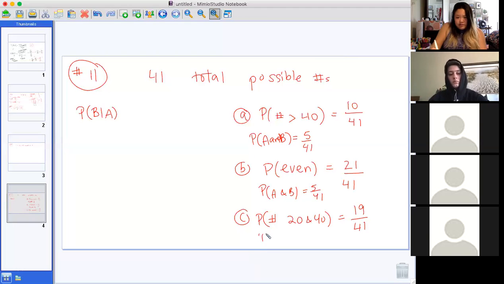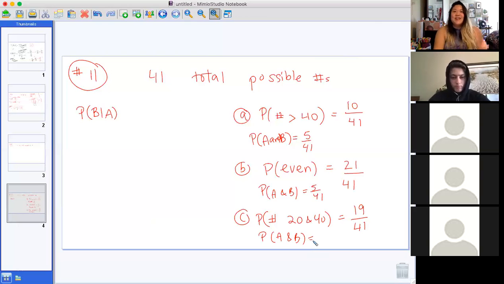And then for part C, it's between 20 and 40, how many numbers are also prime? So I counted them. I went through. So 21's not, 22, 23, the first prime number, 24, 25, 26, 27, 28, 29, 30, 31, 32, 33, 34, 35, 36, 37, 38, 39. Wait, no, I messed something up. One of those wasn't prime.